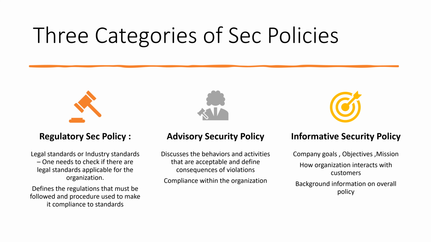The third category of security policies is informative security policies, which basically define the company goals, objectives, mission, and how the organization interacts with customers, and provide background information on the overall policy.